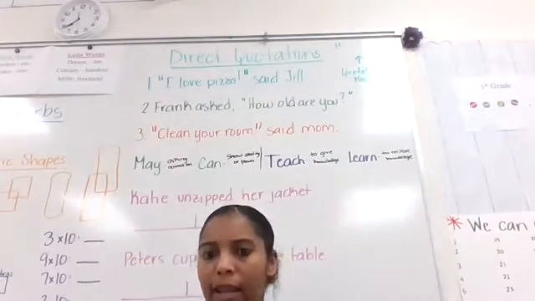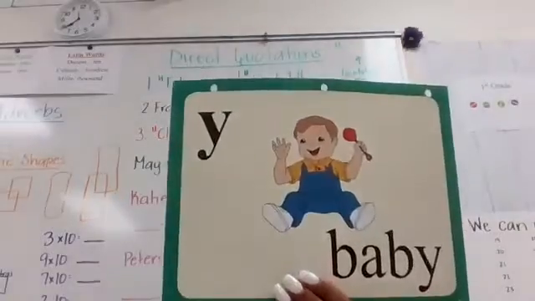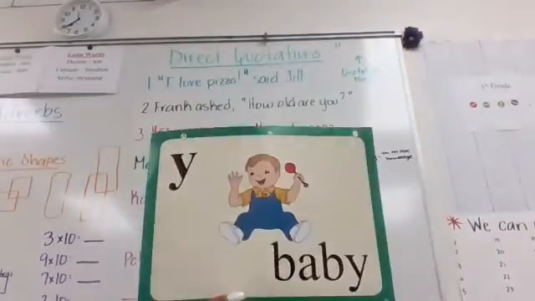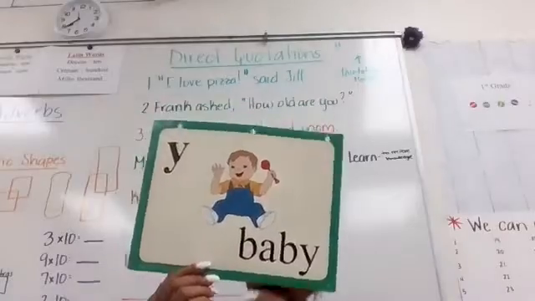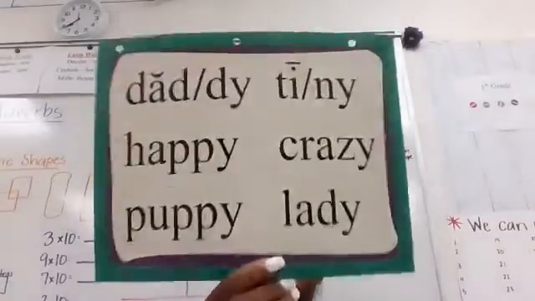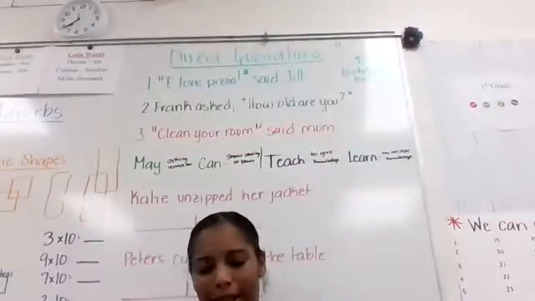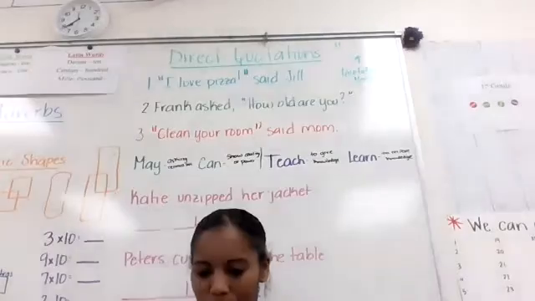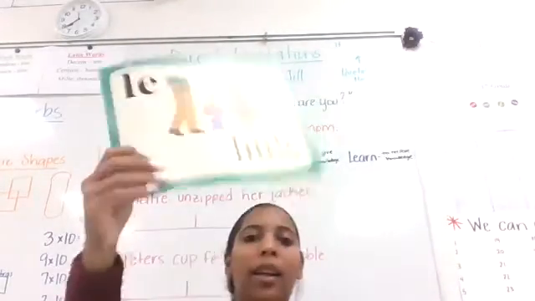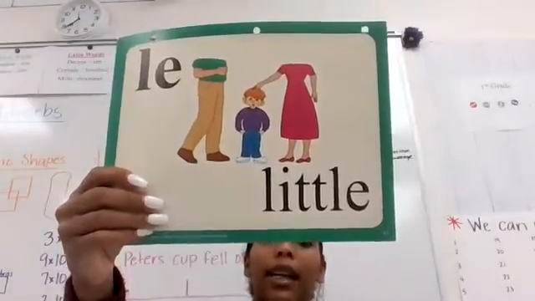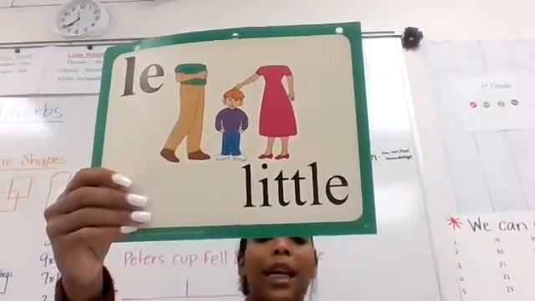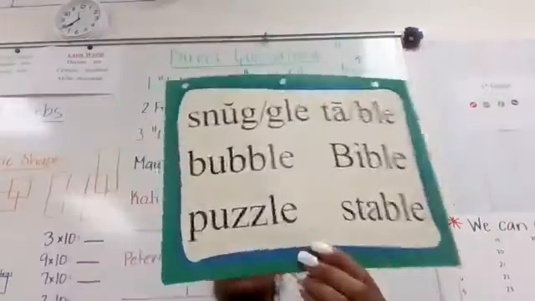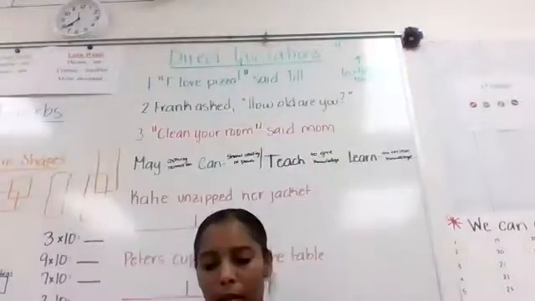EE says E-E-N. This is when something strange is happening. You would say that is crazy. Ever had something strange happen? You're like, what is that? LE says le, like in little. This is what you set plates and forks and spoons on, the table.